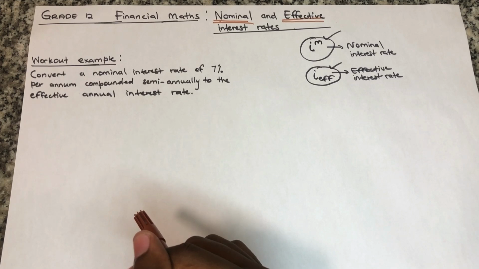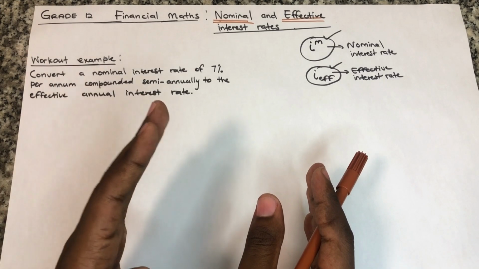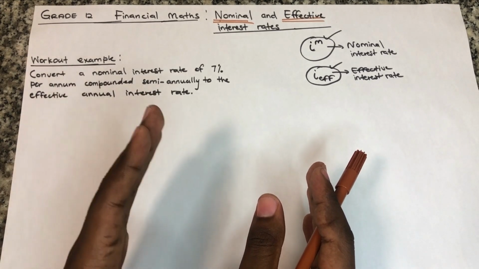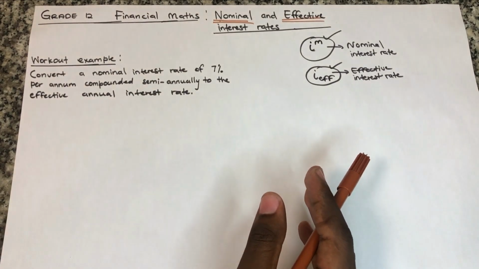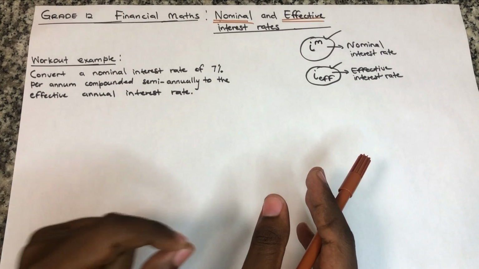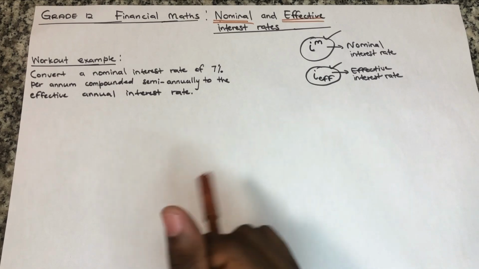When you talk about effective interest rate, it simply means that it is being propelled by the effect of compounding periods. That's how it goes when you talk about effective interest rate. Simple like that. All right.